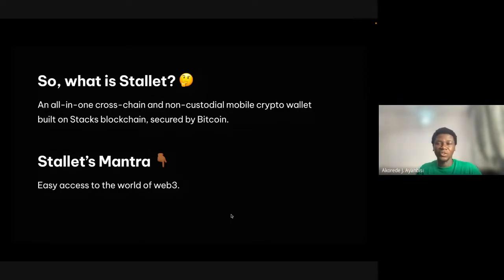And the mantra for Starlet is easy access to the world of Web3. That's the main goal, to easily onboard Web2 users to Web3. And one of the first stages in onboarding them is owning a wallet, a crypto wallet. And a non-custodial crypto wallet is what they need to start using other protocols in Web3, right?